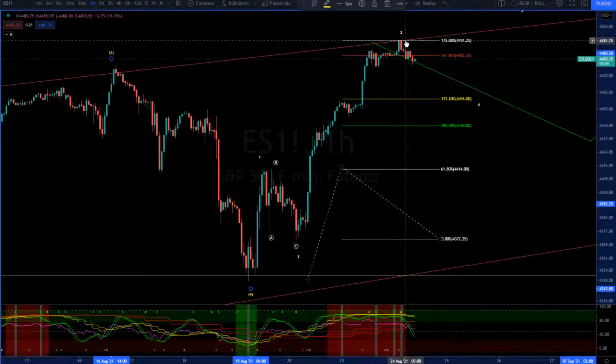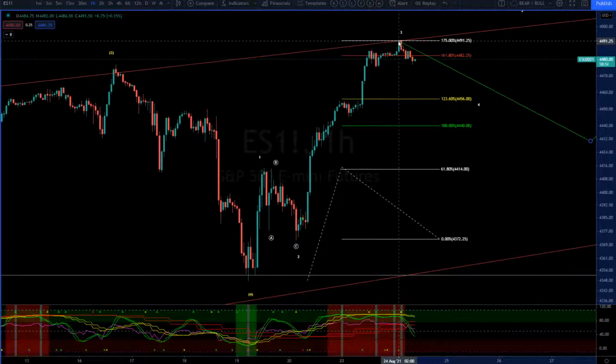We hit the algo target at the 175, which also happened to coincide with this upper rail, this diagonal up here, which, if you can see here, I estimated that we would hit. So I'm going to move this now, because I believe that the top currently is in, probably for today.